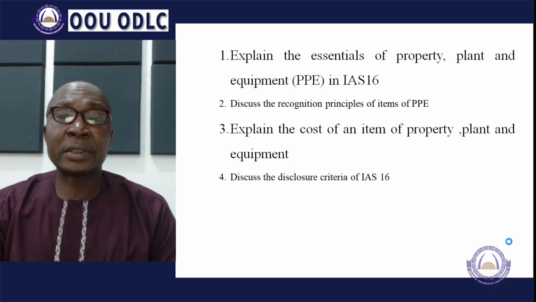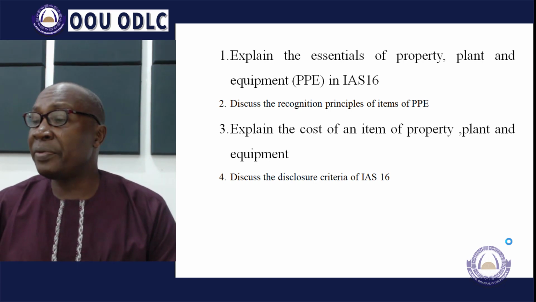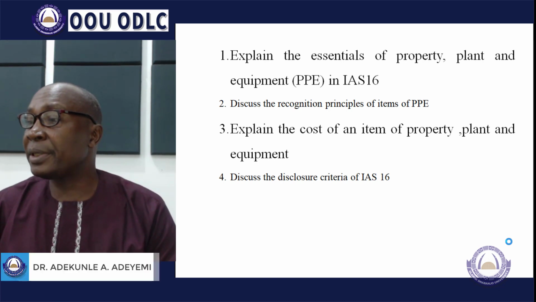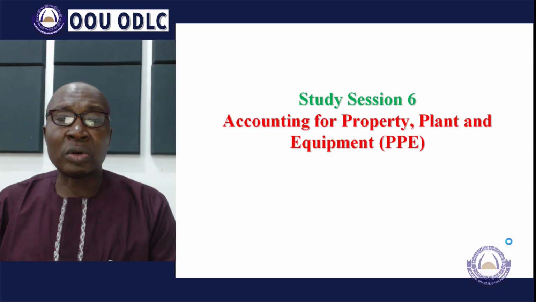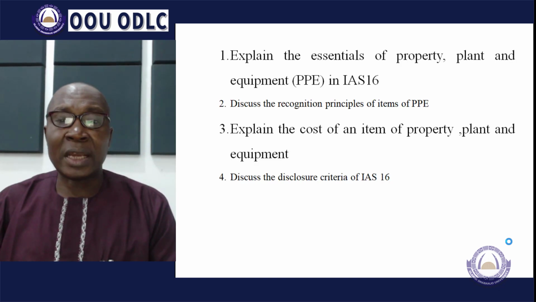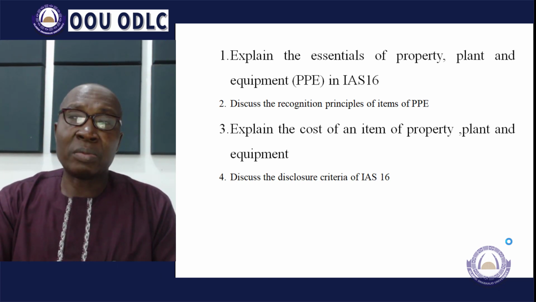In today's class, we are discussing accounting for property, plant and equipment, PPE. PPE is dealt with by IAS 16. IAS 16 discusses PPE. And in today's class, you'll be able to explain the essentials of property, plant and equipment. You'll be able to discuss the recognition principles of items of property, plant and equipment, explain the cost of an item of property, plant and equipment, and then discuss the disclosure criteria of IAS 16 on PPE.